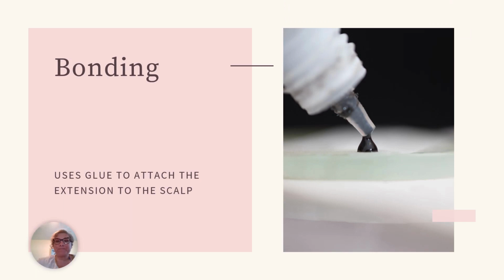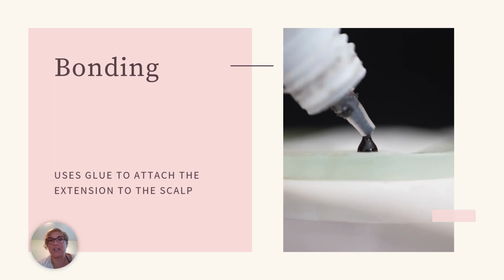Okay. Then you have bonding. So bonding is glue. It's that simple, right? It's a bead of glue that you put here, and then you put the weft on there. Kind of like what we were saying about braiding, the more you wash your hair, the more that glue is going to get loose and come out, and the extension is going to fall out. But bonding could be really good for a special occasion. It could be good for a fantasy type style.